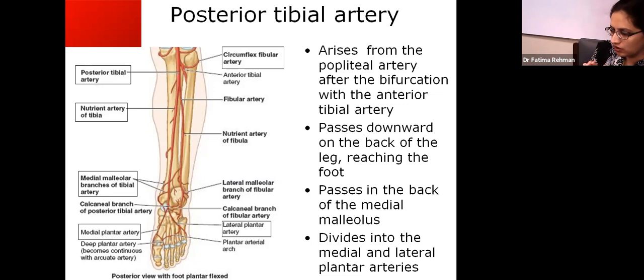and that is called the tibio-peroneal trunk, which now divides into two branches. One is the posterior tibial artery and the other one is the peroneal artery or the fibular artery.